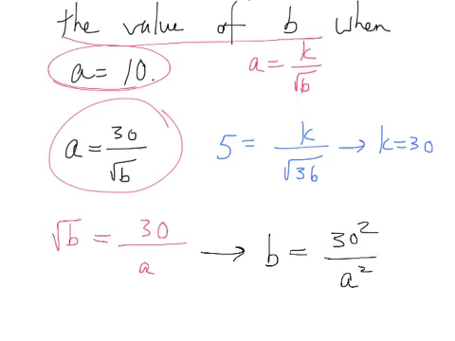Okay? 30 squared over A squared, or 30 over A, quantity squared. Either way is fine. What do we get as a result? A was 10, right? So you get 900 over 100, or just 9. You could do 30 over 10 first, get 3, and then square it. Either way, you'll get 9. Does that make sense?